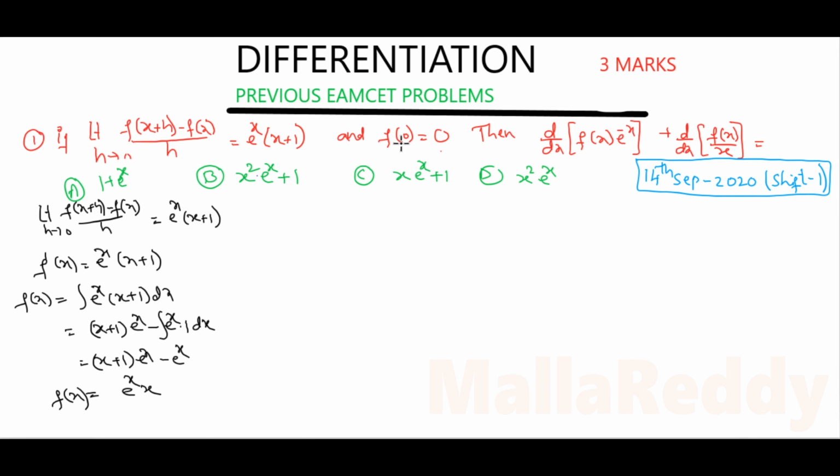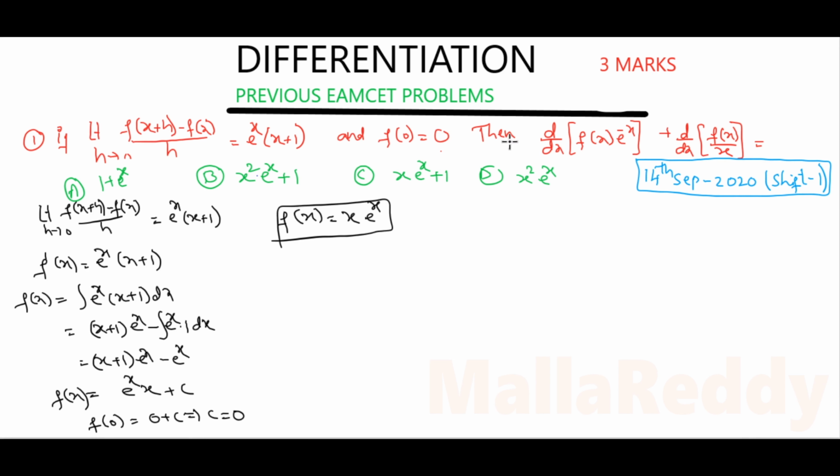Now here it is given f of 0 is 0. Substituting in this, e power x into x plus c, f of 0 is equal to e power 0 into 0, 0 plus c. From this, f of 0 is 0, that is c is equal to 0. Therefore the function f of x is equal to x into e power x.